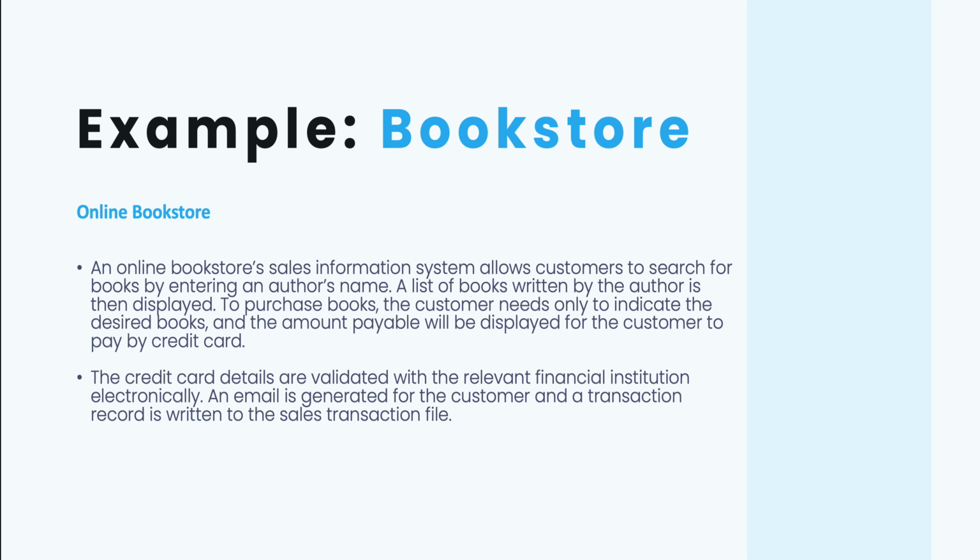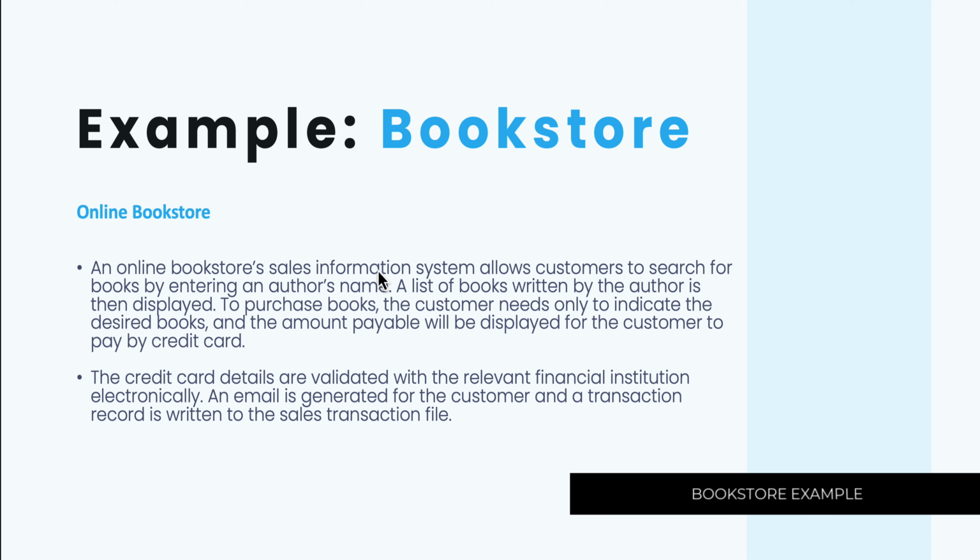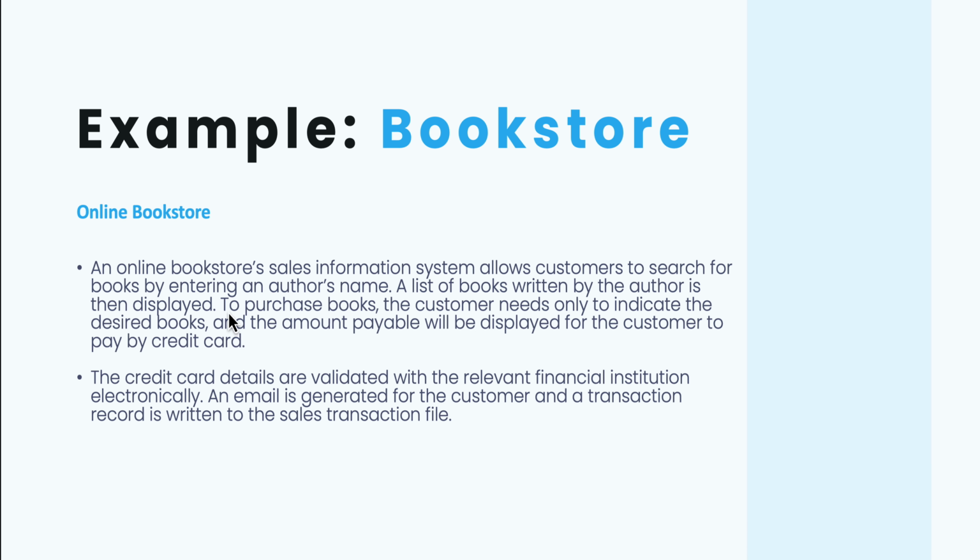So let's now have a look at an example. So this is a bookstore, an online bookstore. So an online bookstore sales information system allows customers to search for books by entering the author's names. A list of books written by the author is then displayed. To purchase books, the customer would need to only indicate the desired books, and then an amount payable will be displayed for the customer to pay by credit card. The credit card details are validated with the relevant financial institution, and an email is generated to the customer, and a transaction record is written to the sales transaction file.